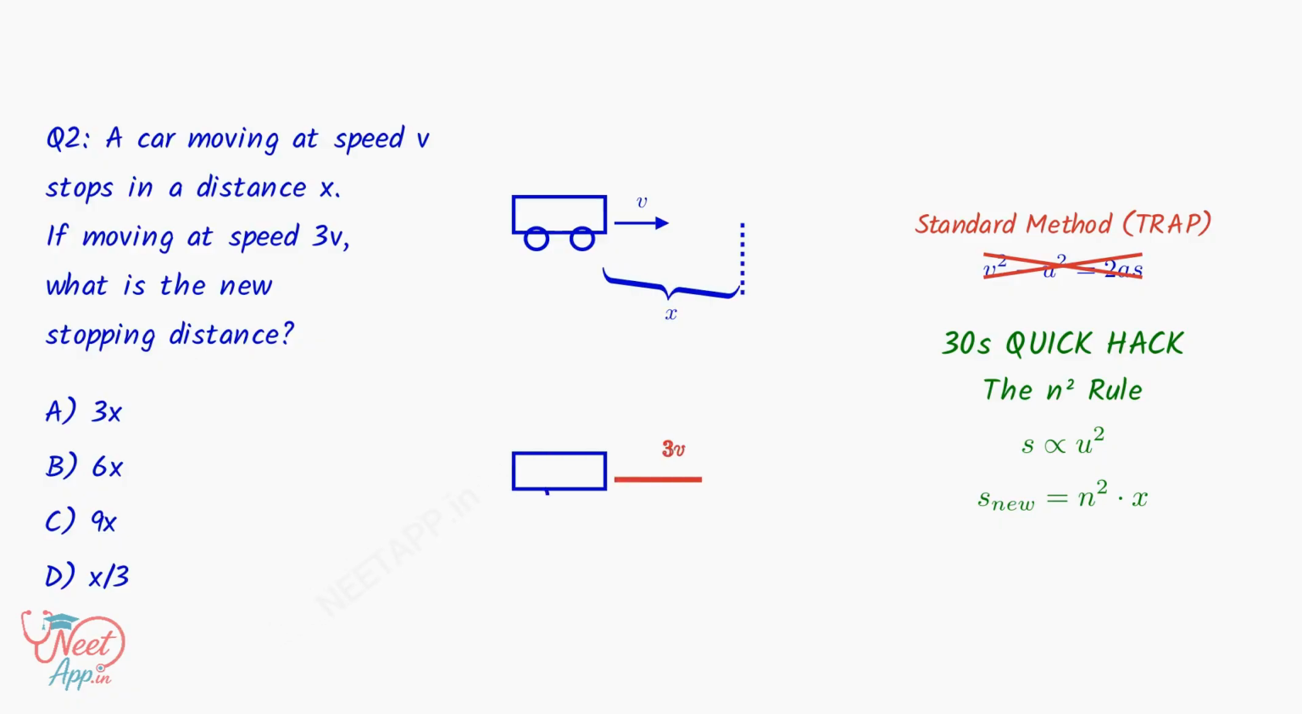Let's look at the diagram. Car 1 goes at speed v and stops in distance x. Car 2 goes at a speed of 3v. Our multiplier n is 3. So the new stopping distance is 3 squared, which equals 9x. Option C is your correct answer. Spot the multiplier, square it, and immediately move to the next question.